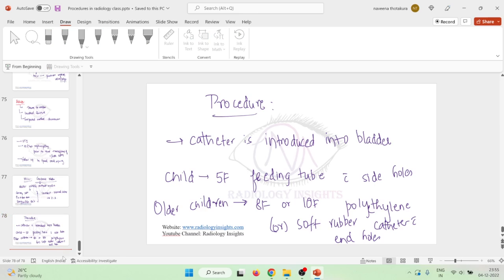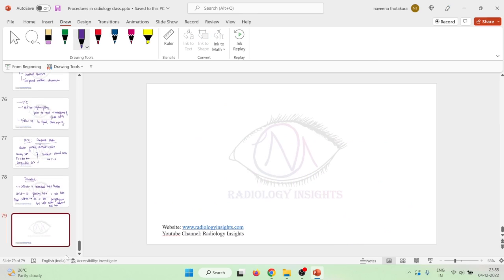And then in girls, one important thing is you should look for any genital abnormalities. If the child has any genital anomalies or abnormalities, we should note them. Then the urethral catheter is introduced in a girl.